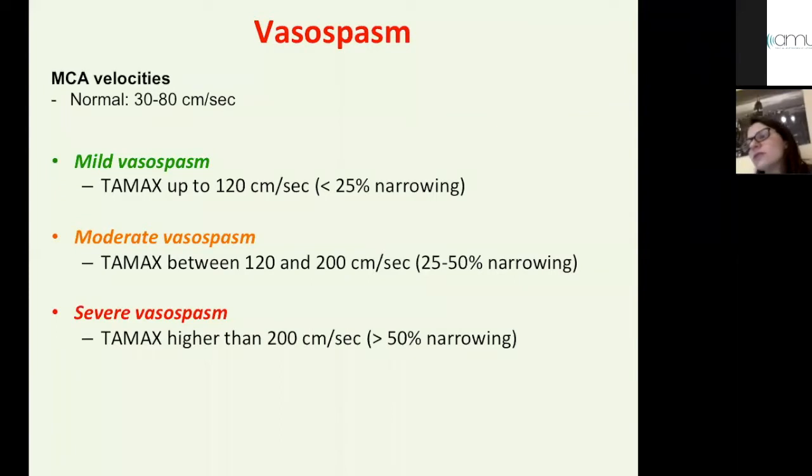But a lot of authors have also studied that TCD and the velocity in the MCA is actually able to discriminate between mild vasospasm, when the mean velocity is up to 120 centimeters per second, which means that there is a 25% narrowing of the vessel; moderate vasospasm, when the velocity is between 120 and 200 centimeters per second, which means that there is a 25 up to 50% narrowing; and severe vasospasm, when the velocity is higher than 200 centimeters per second.